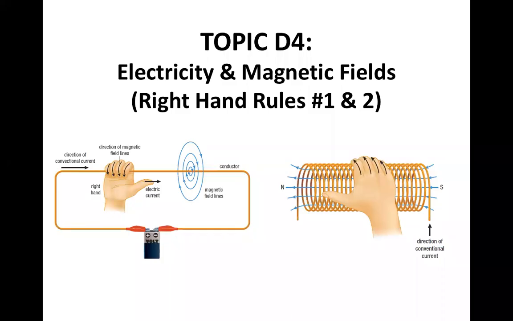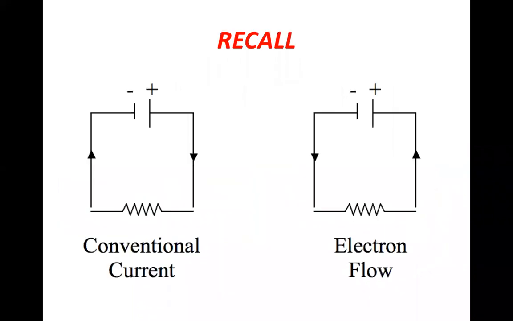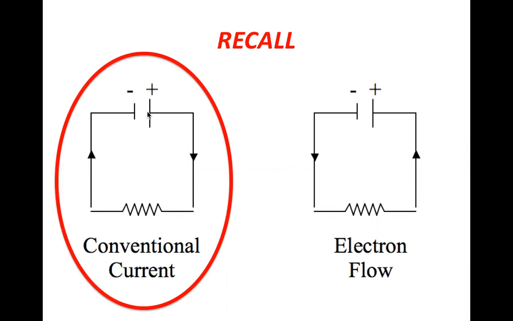Hi class, this video is on topic D4, electricity and magnetic fields, and we're going to be talking today about right-hand rules number 1 and 2. So when we think about the direction of electricity, we could think about conventional current or electron flow. And just a reminder that in this course, we are going to be using conventional current, the current going from the positive terminal of the battery to the negative.